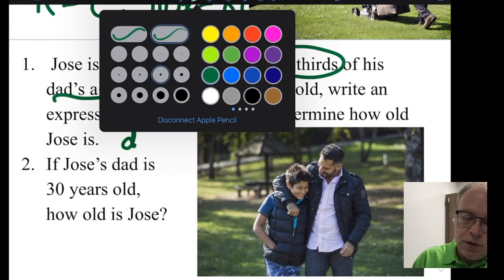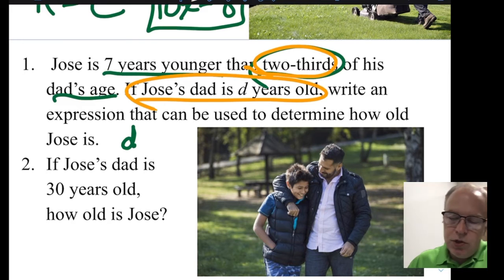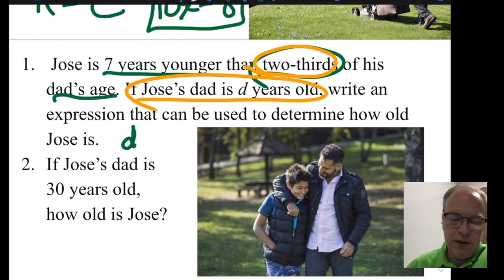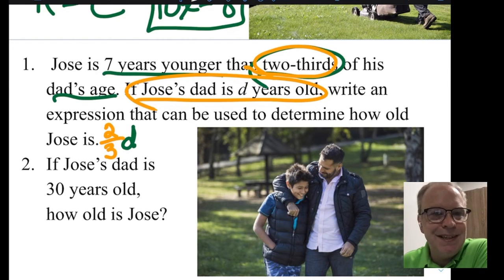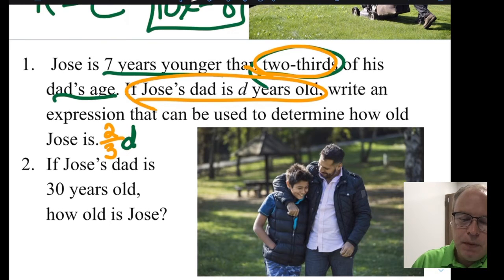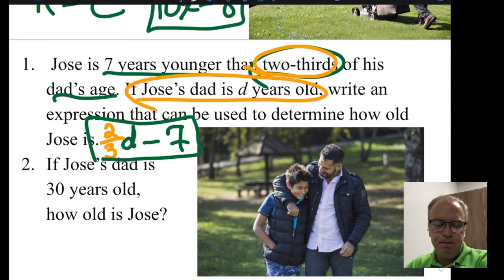And then, let me change colors here to help it stand out. Remember it said dad's was 2/3. I'm sorry, Jose is 2/3 of dad's age. So we have to take 2/3 and multiply by D. That'll start with D and make it smaller by 2/3. Okay, so we get 2/3 D. Now, that first sentence said that Jose was 7 years younger. So we still have to minus off the 7 here. So the actual answer is 2/3 D minus 7.